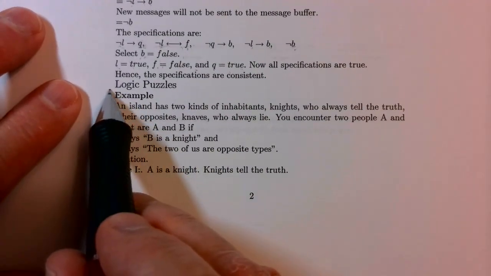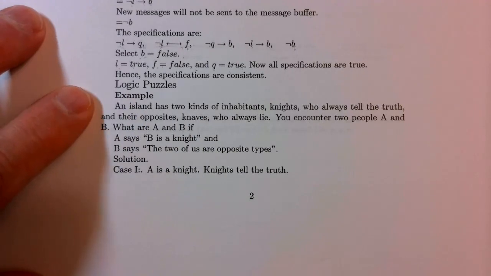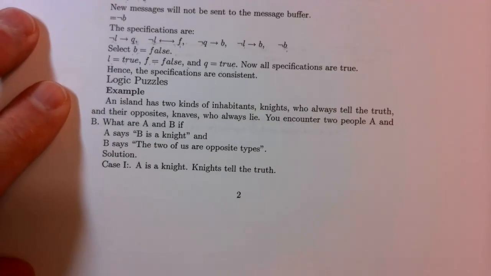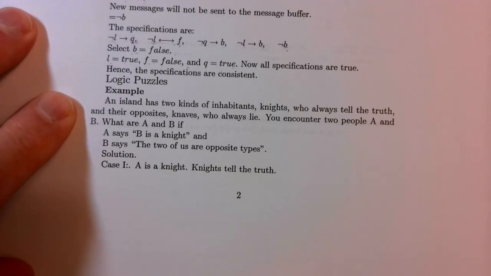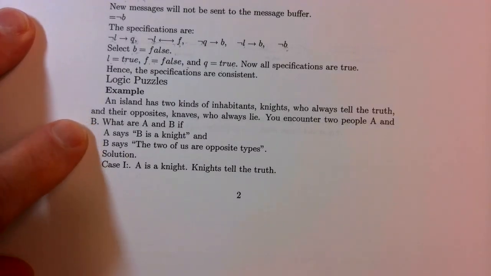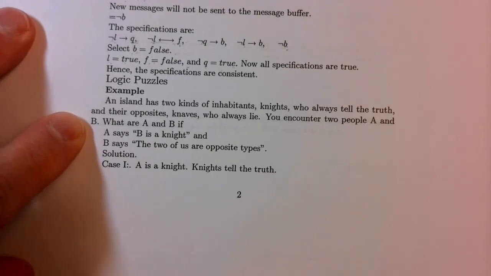The next topic is logic puzzles. An island has two kinds of inhabitants: knights, who always tell the truth, and their opposites, knaves, who always lie. You encounter two people, A and B. What are A and B? If A says B is a knight, and B says the two of us are opposite types.